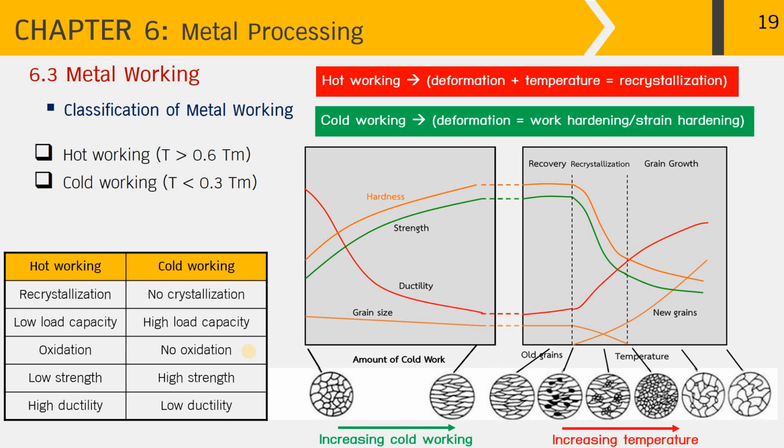So the surface finish of the metal piece is good enough if we apply sufficient lubrication. And the final mechanical properties of the metal piece after cold working. That is, the metal piece will have high strength that is suitable for engineering application, but with low ductility as a result of work hardening or strain hardening.